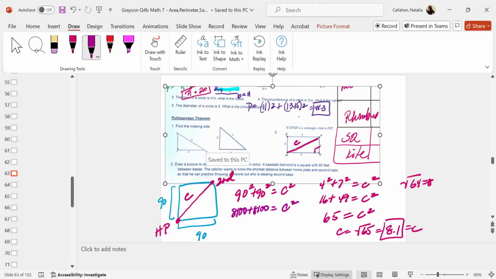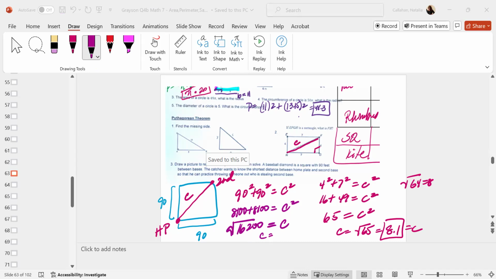16200. Square root of 16200 is equal to C. C is equal to 11.28. Wait, what the fuck? Hold on. 90 squared. Go to bed, please. 127. 127. You're done. Go to bed.